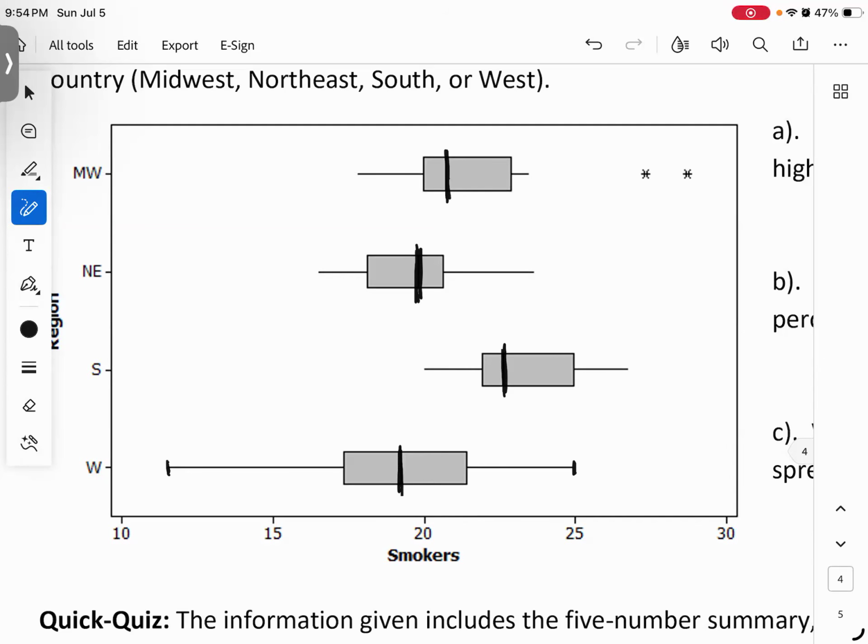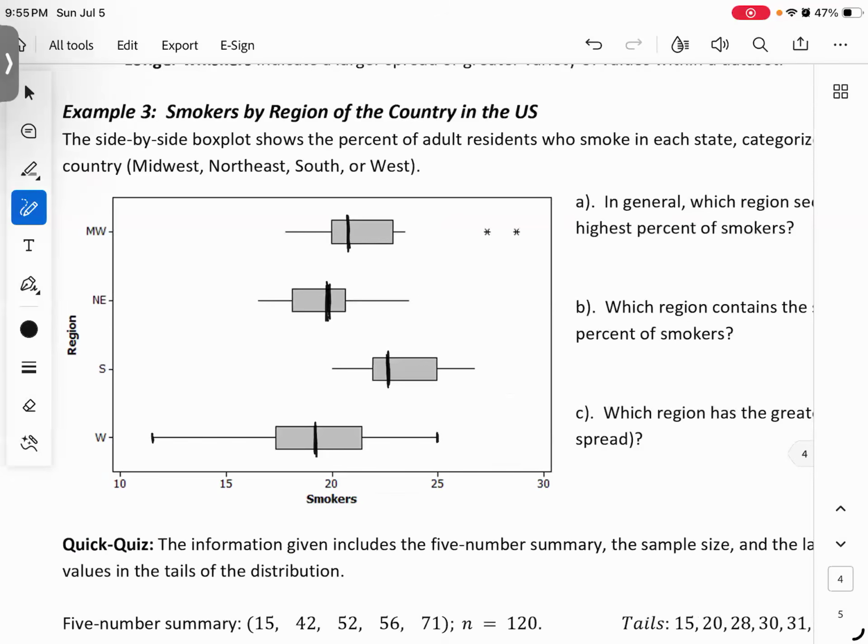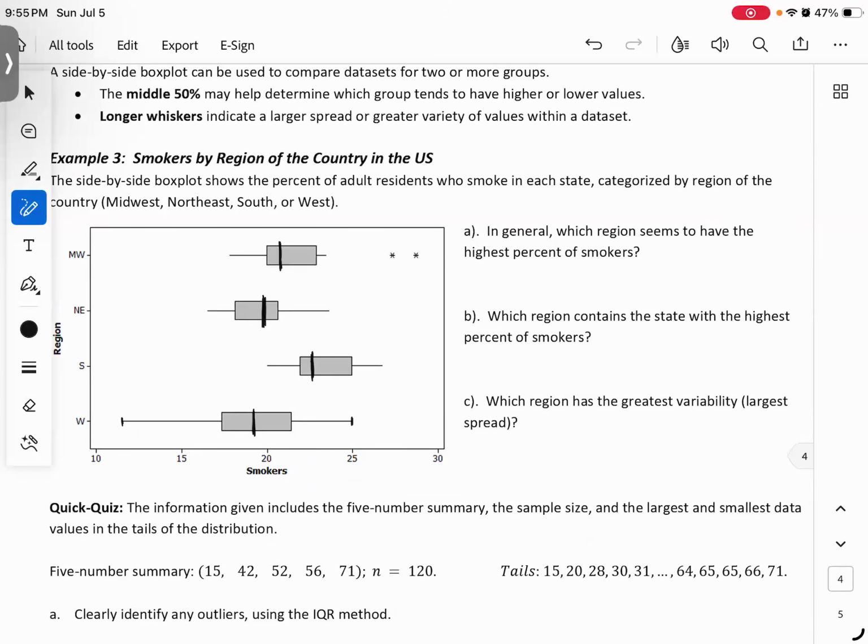And so just use the medians to decide in general which is more to the right. Well, that's going to be the South. They've got about, in general, 23 percent of people in that region who are smoking. So the Southern would be the winner for part A, which is not something that you want to be winning, right? And then for B, that's now where it switches.